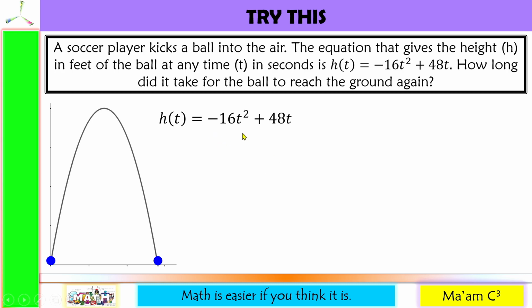Let us make our leading term positive. So let us move all of these terms on this side and equate this to 0. Both 16 and 48 are divisible by 16.